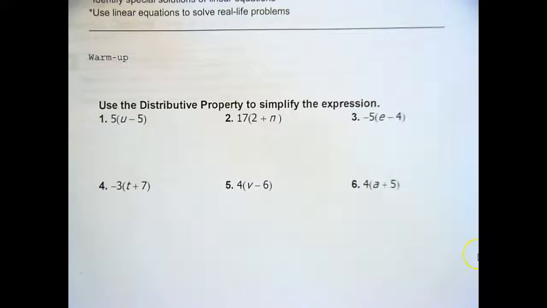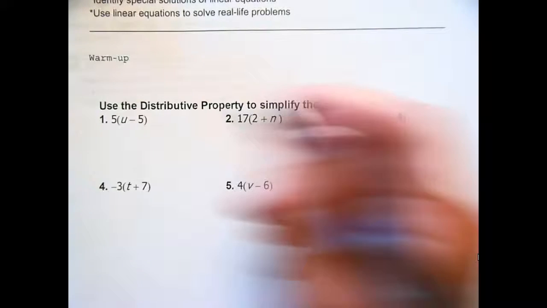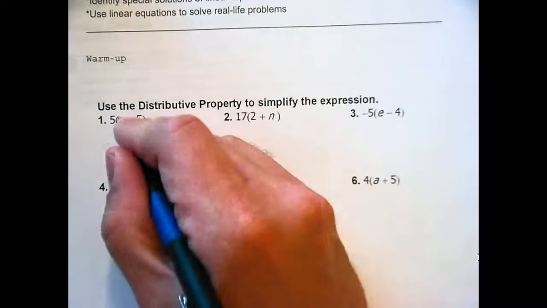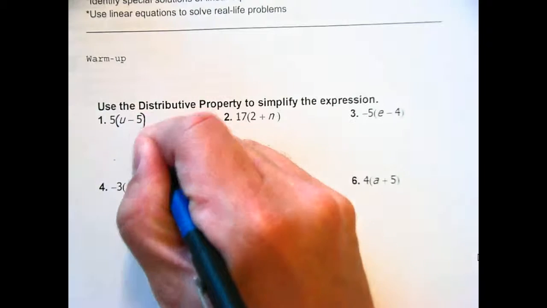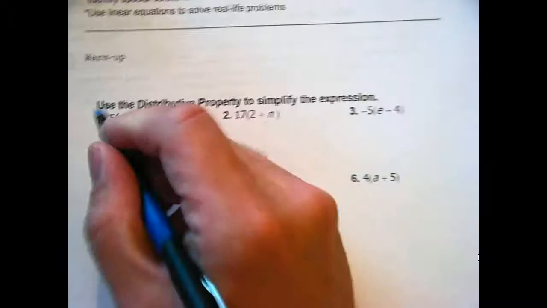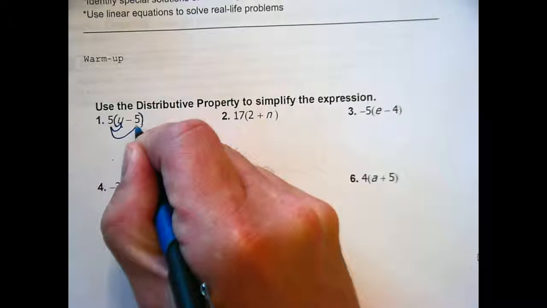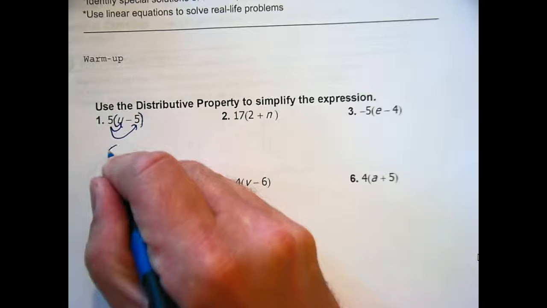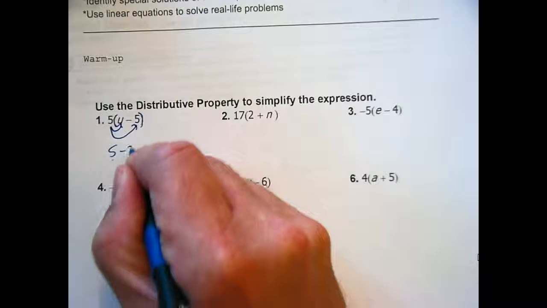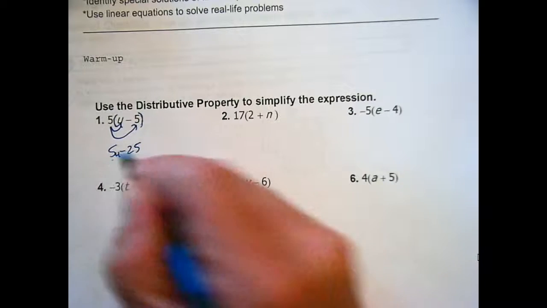All right, here we go. Let's see how we did. So 5 times the quantity, whenever we have parentheses, we say the quantity. 5 times the quantity u minus 5. What do we have here? Well, we multiply it in. We distribute. That's 5u and negative 25, or 5u minus 25.